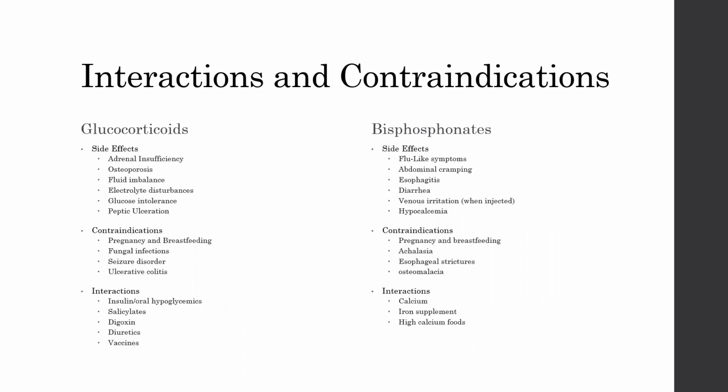Then for our glucocorticoids, it can cause adrenal insufficiency, osteoporosis, fluid imbalance, electrolyte disturbances, glucose intolerance, and peptic ulcerization. Contraindicated in pregnancy and breastfeeding, fungal infections, seizure disorders, and ulcerative colitis. It does interact with insulin, oral hypoglycemics, salicylates, digoxin, diuretics, and vaccines. Bisphosphonates can cause flu-like symptoms, abdominal cramping, esophagitis, diarrhea, venous irritation when injected, and hypocalcemia. It is contraindicated in pregnancy and breastfeeding, achalasia, esophageal strictures, and osteomalacia. Interactions is with calcium, iron supplements, and high calcium foods.